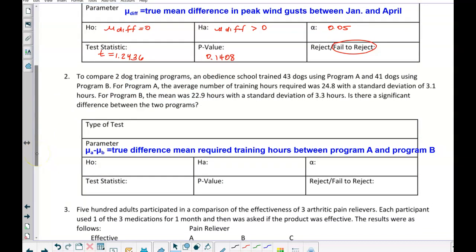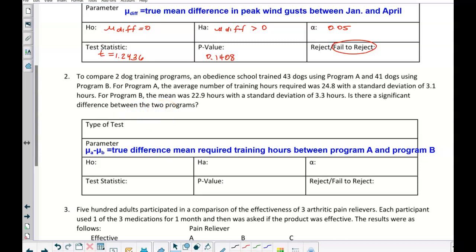Example 2. To compare 2 dog training programs, an Embedian school trained 43 dogs using Program A and 41 dogs using Program B. For Program A, the average number of training hours required was 24.8 with a standard deviation of 3.1 hours. For Program B, the mean was 22.9 hours with a standard deviation of 3.3 hours. Is there a significant difference between the 2 programs?